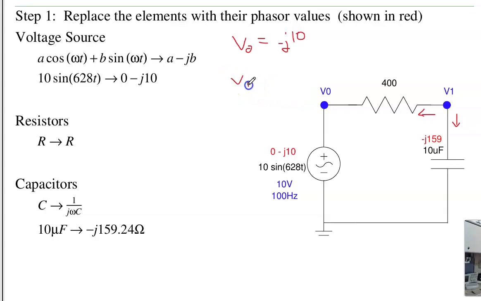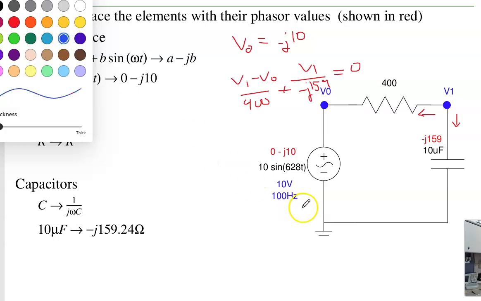Current left is V1 minus V0 over 400. Current down is V1 over minus j159 equals 0. 2 equations, 2 unknowns, solve. That's one way to do it. I can also use voltage division. Again, everything we did at DC still works at AC.